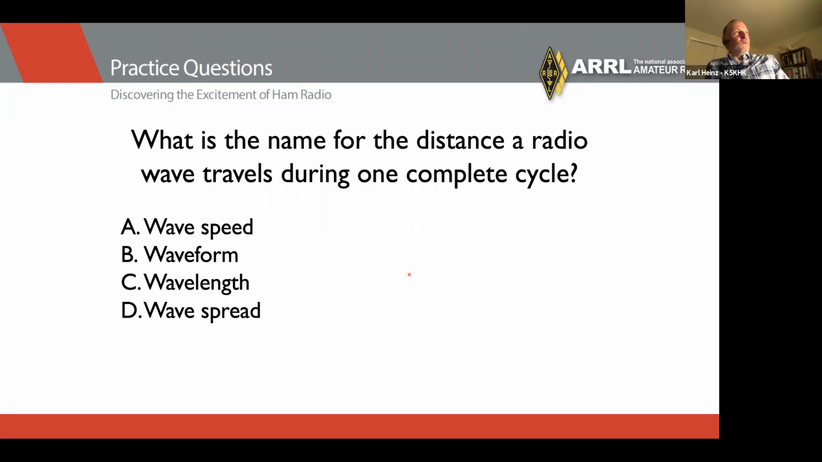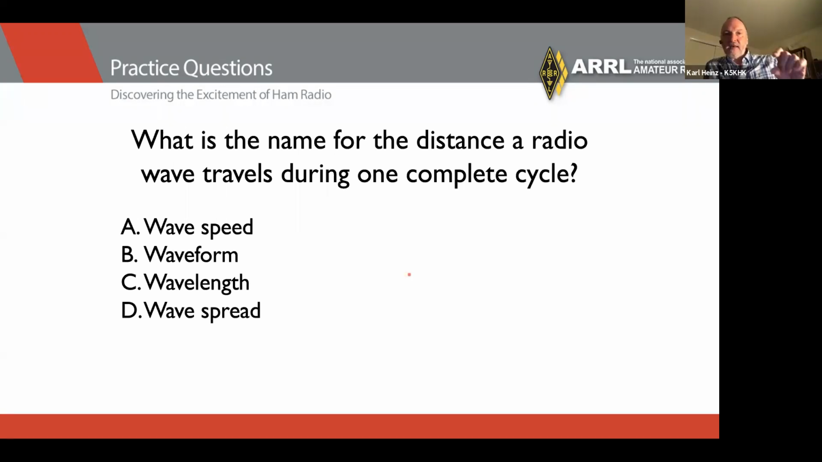So what is the name for the distance a radio wave travels during one complete cycle? Does anybody know the answer? Wavelength. What was that? Yeah. Wavelength. The wavelength, yes. So this is exactly how you would see the question on the test. It's the exact same question that would show up on the test.